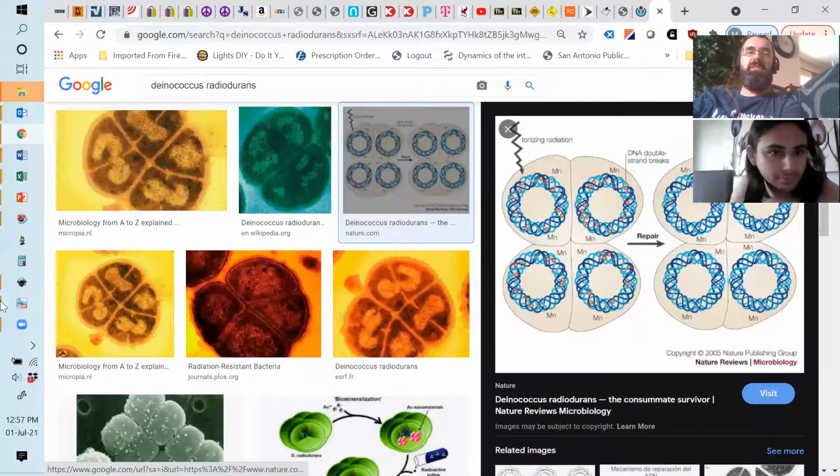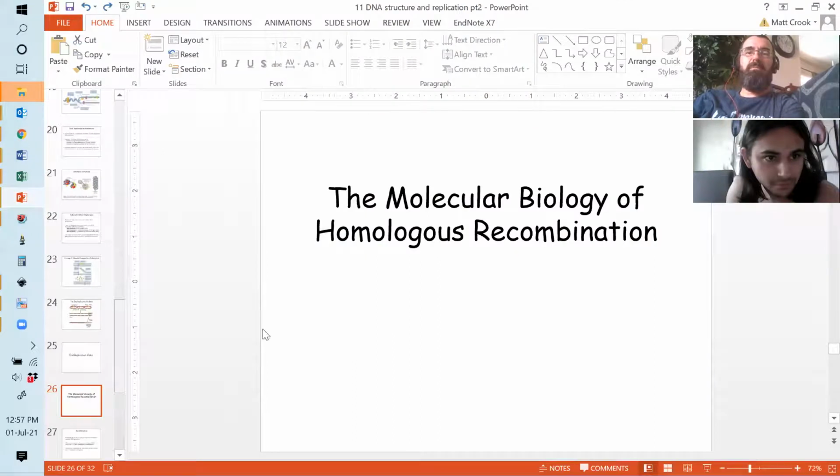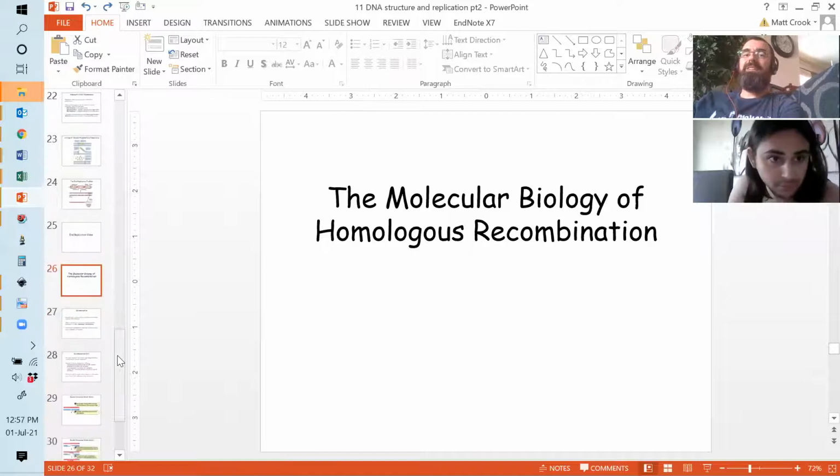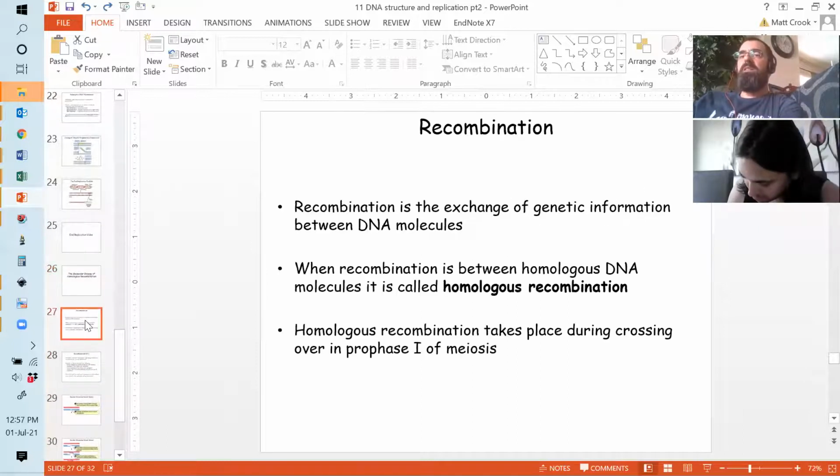Anyway, so a little bit of a tangent, but just to illustrate that this is also a very good mechanism for fixing double-stranded breaks, which are usually pretty catastrophic. So this can happen during, where's the chat box gone?